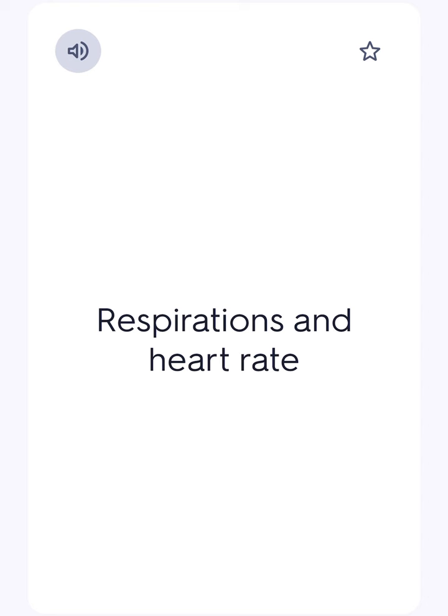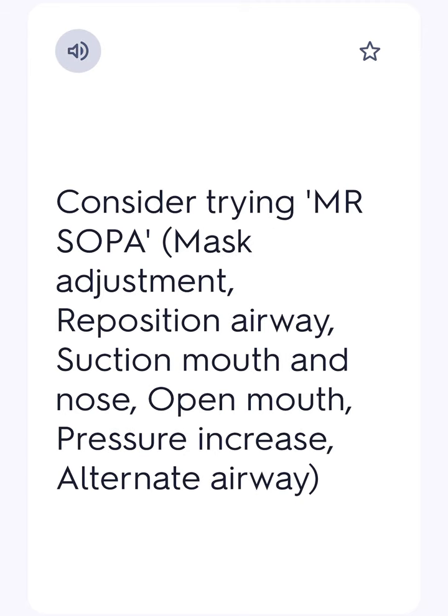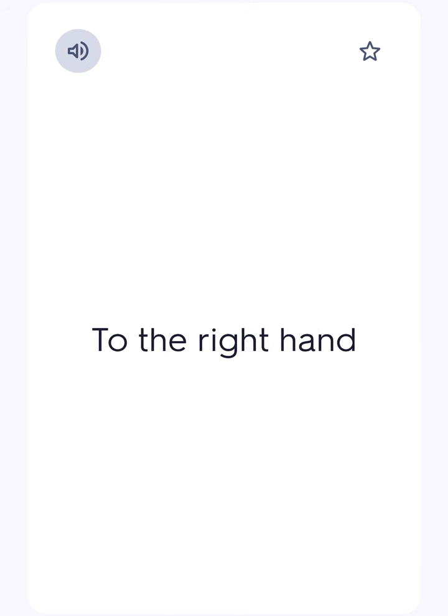Respirations and heart rate. What should be done if the ventilations are ineffective? Consider trying Mr. SOPA. Where should the Predactyl SpO2 probe be applied? To the right hand.